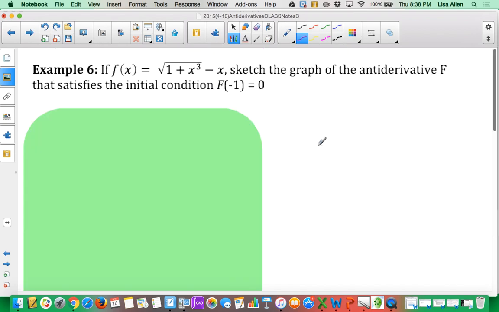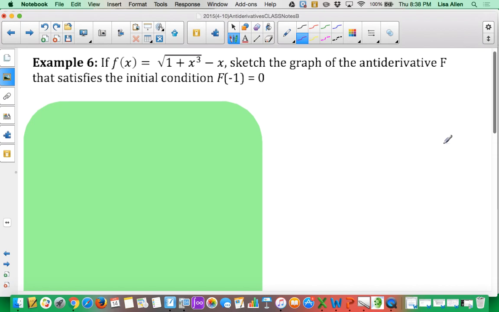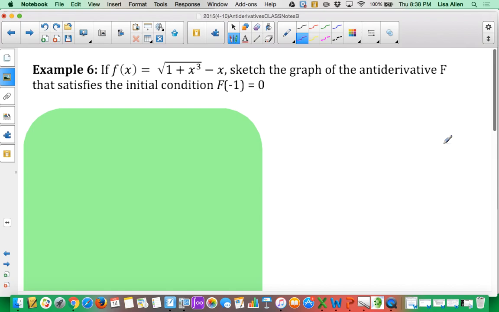Now we're going to be dealing with another problem, and it has to do with slope fields. We're given that f of x is equal to the square root of 1 plus x cubed minus x. We want to sketch the graph of the antiderivative, capital F, that satisfies the initial condition F of negative 1 is equal to 0. Now, we can't really take the antiderivative of lowercase f of x, so we're going to have to work with what's called a slope field and approximate what the function capital F of x would be.